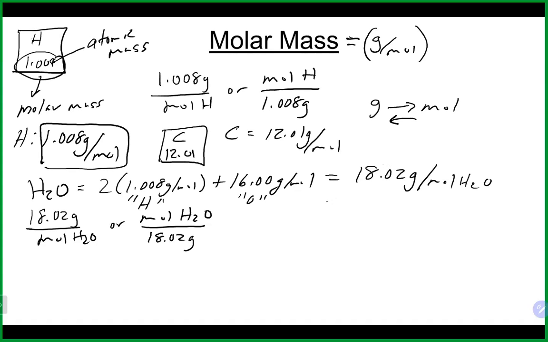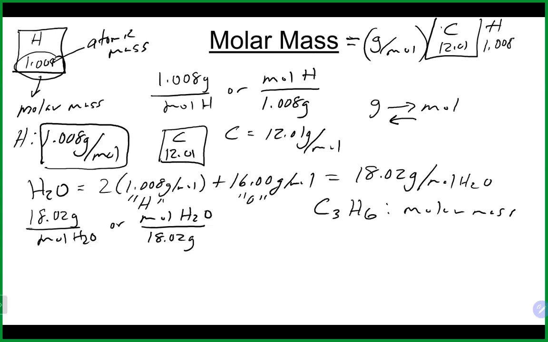So let's say we had C3H6 and we wanted the molar mass. What would it be? I'll give you some numbers in case you don't have a periodic table. 12.01 for carbon and 1.008 for hydrogen. All right, what would the molar mass of this be here?